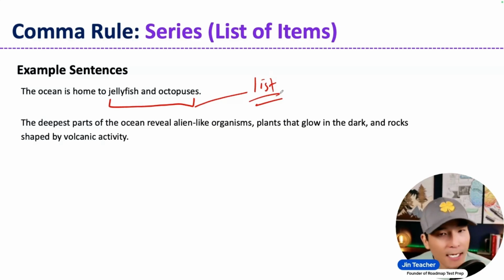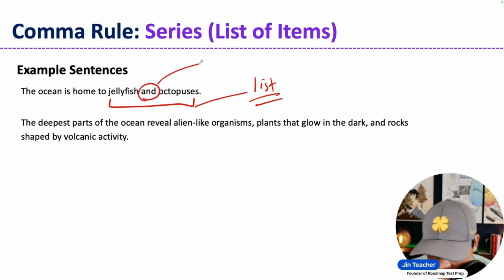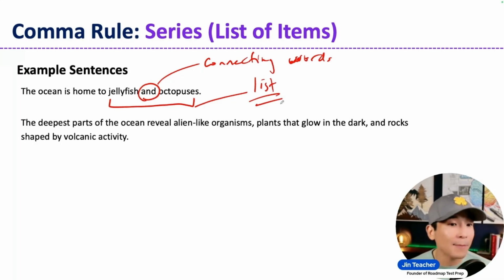Well, it's important because we have comma rules that can be tested when we have a list, right? So if you notice here, you guys, what do you notice about a list? One of the most important things to know is that a list is always created with connecting words, right? So the word "and" here is a connecting word. Now, connecting words don't always have to be "and." Connecting words could also be words like "but" or "or," but "and" is the most common type of connecting word. So connecting words will be used to create lists, okay?